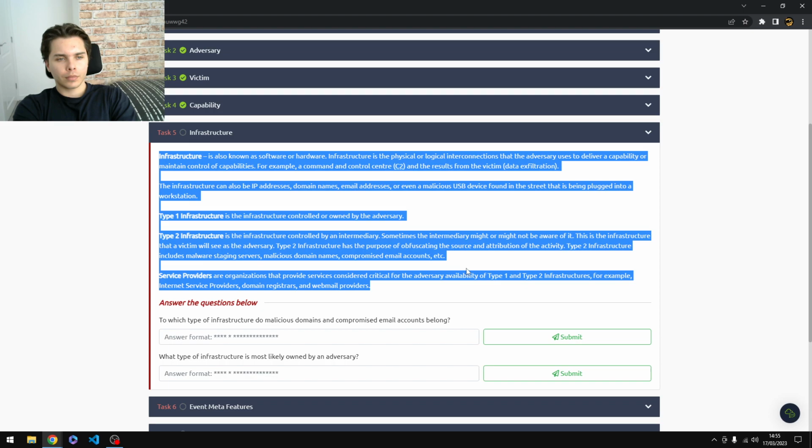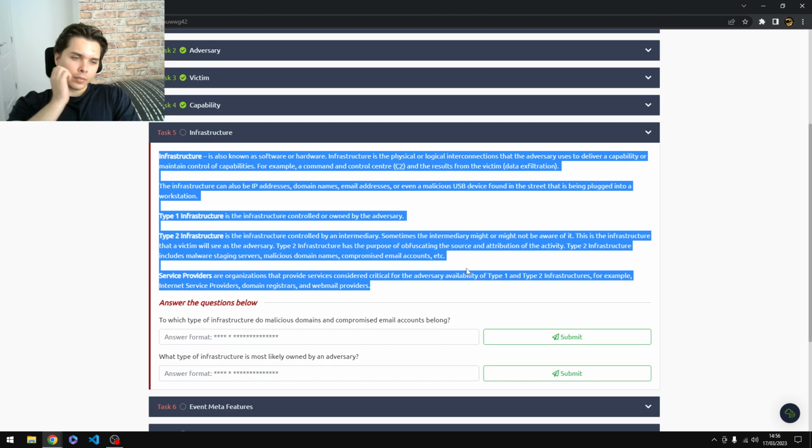Type 1 infrastructure is the infrastructure controlled or owned by the adversary. Type 2 infrastructure is the infrastructure controlled by an intermediary. Sometimes the intermediary might or might not be aware of it. This is the infrastructure that a victim will see as the adversary. Type 2 infrastructure has the purpose of obfuscating the source and attribution of the activity. Type 2 infrastructure includes malware staging servers, malicious domain names, compromised email accounts, etc.